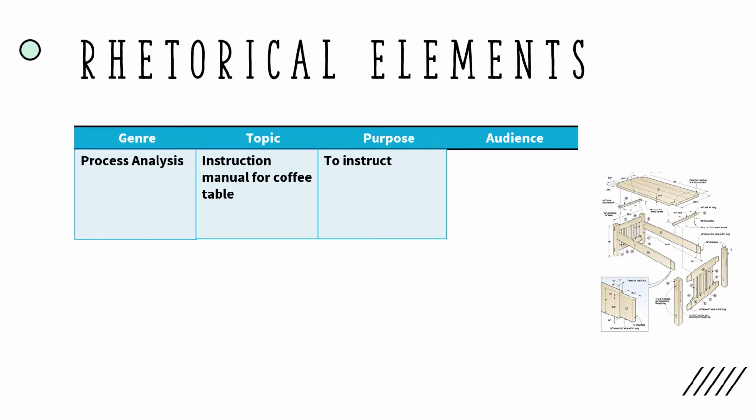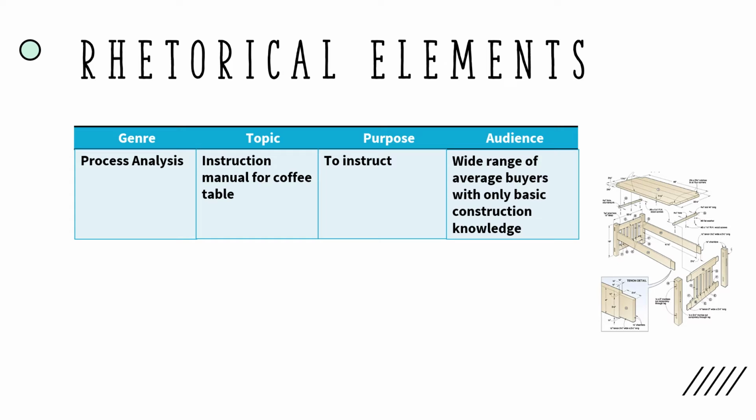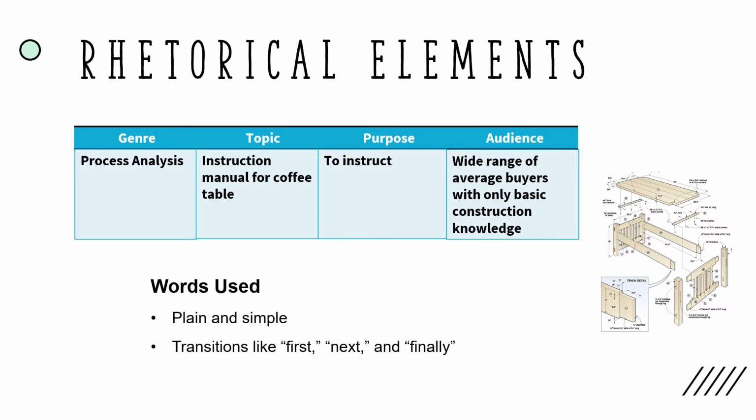Generally, build-it-yourself furniture is sold to a wide range of average buyers, many of whom only have the most basic knowledge about constructing furniture, like using a screwdriver or tightening a wing nut. With these considerations in mind, the manual would probably use words that are very plain and simple. Use transition words that indicate the passage of time, like first, next, and finally, to make the instructions clear and easy to follow, and avoid technical terms whenever possible that the reader may not be familiar with.